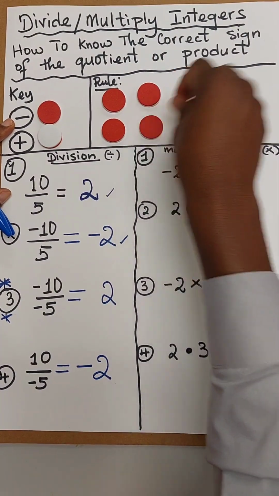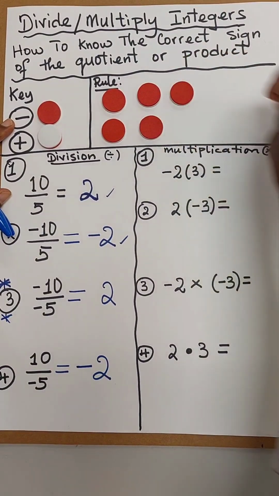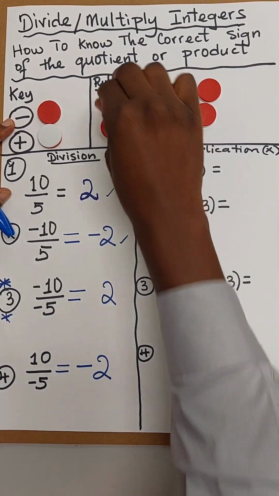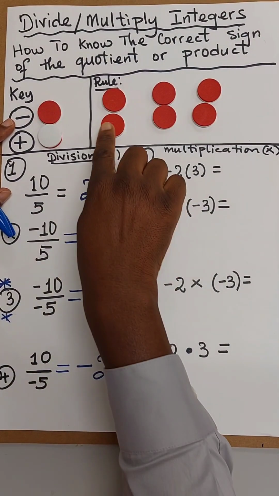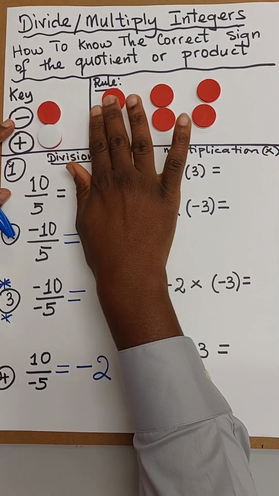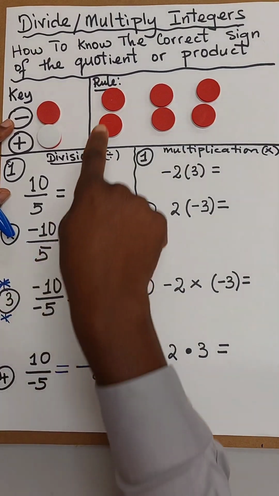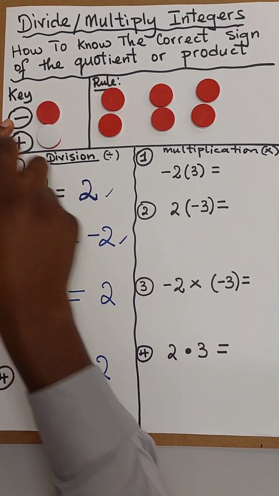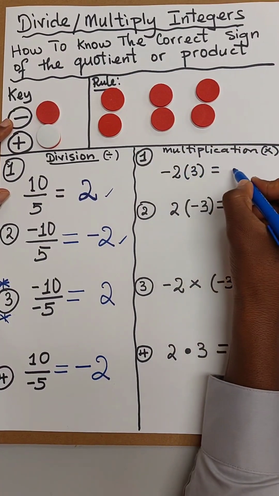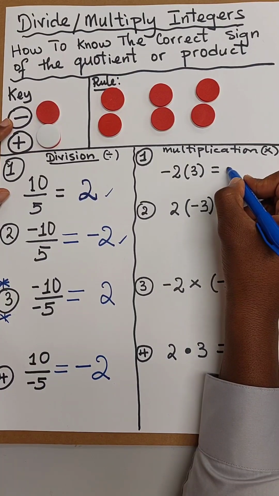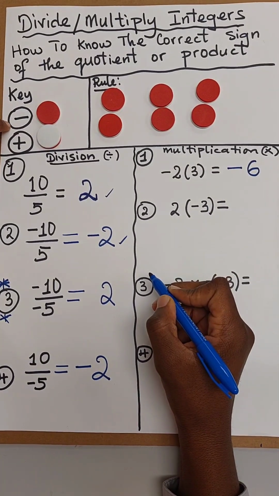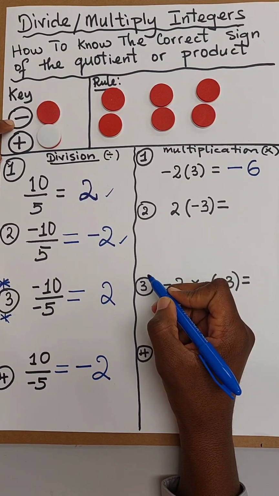add more red chips until we have 3 groups of the 2 red chips. So these were negative 2, 2 red chips. Times 3 means make them 3 groups of red chips. Now we have 3 groups of red chips, and it didn't change, so we have red chips. How many red chips do we now have? 6. Remember, a red chip is a negative, so negative 6.